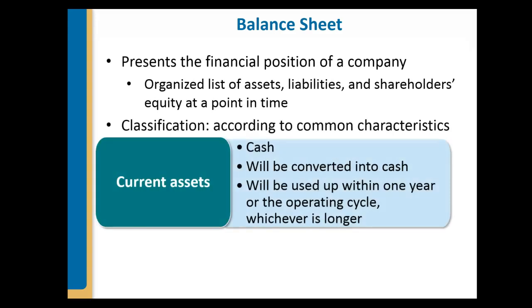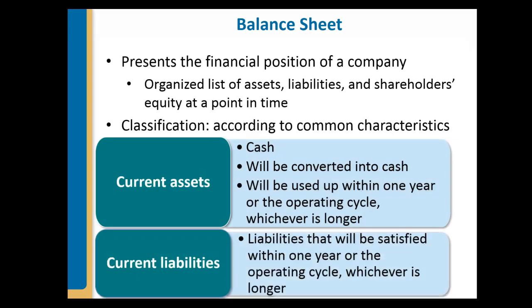Next, the balance sheet. The purpose of the balance sheet is to present the financial position of the company on a particular date with an organized list of assets, liabilities, and shareholders' equity at a snapshot in time. Now, most balance sheets are classified according to common characteristics. The very first group you're going to see is current assets, and the first liability group will be current liabilities.